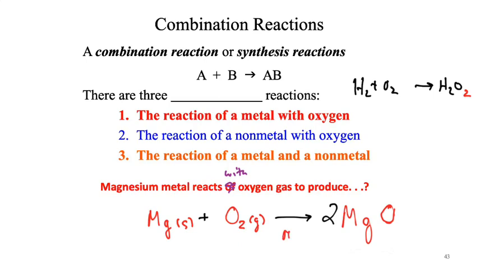I start again. How many magnesiums on the left? 2. Left is 1. On the right? 2. So now how do I fix it? I need a 2 there. How many oxygens on the right? 2. Oxygens on the left? 2. 2. What should I do? Check it again.